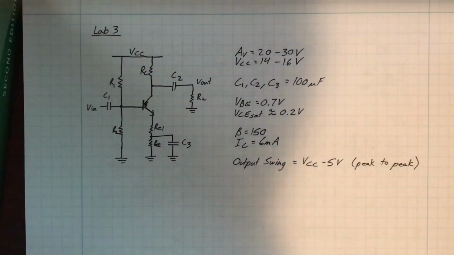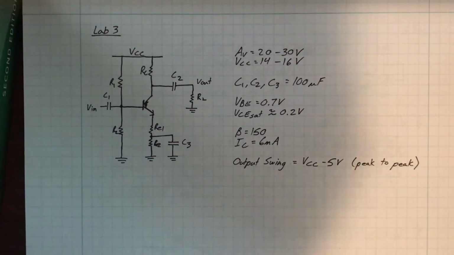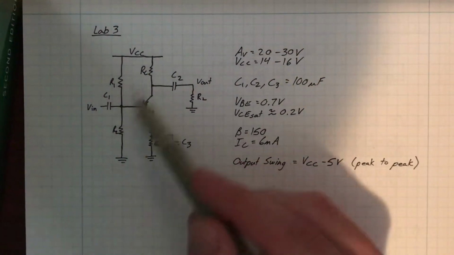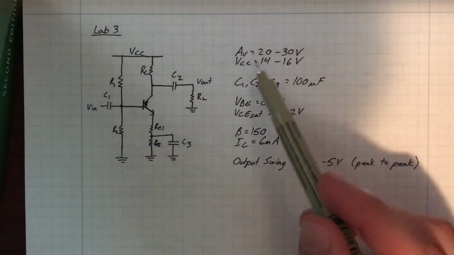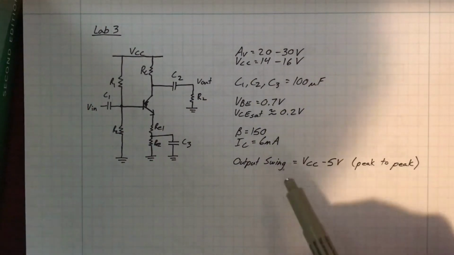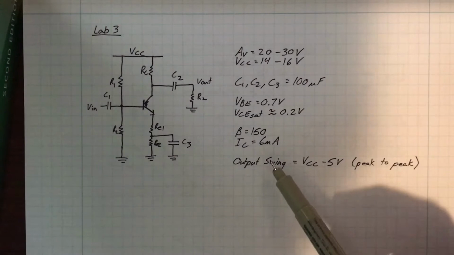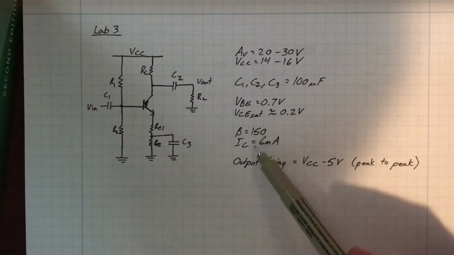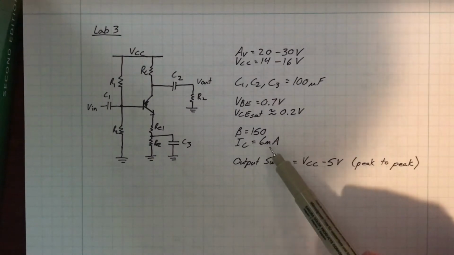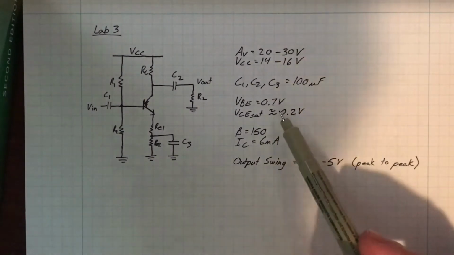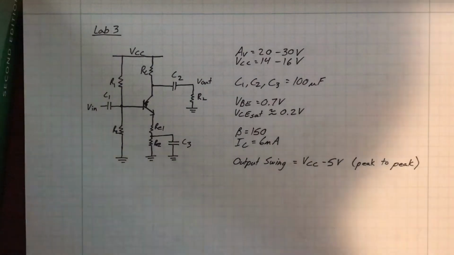Hello everyone. Today we're going to be looking at Lab 3, which is the design of the common emitter amplifier. For this lab, we're basically choosing the different resistor values in this circuit in order to meet the differential gain requirement, supply voltage, and output swing requirement. And they tell you what beta is for the transistor and what the collector current is, which is 6 milliamps. You can also assume VBE is 0.7 volts for this.